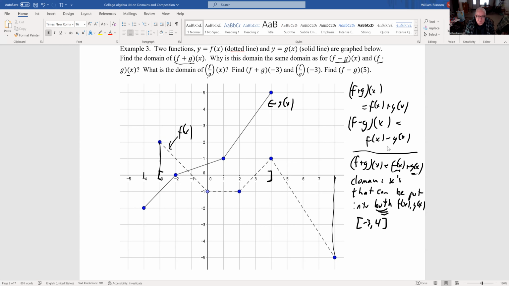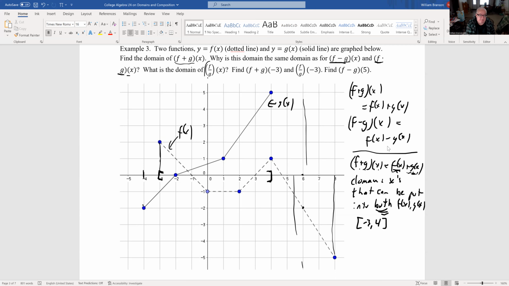If I take x equals 6 and try to calculate f of x plus g of x, I can get f of 6, that's minus 2, but there's no g of x because 6 is outside of the domain. Likewise, if I wanted f of x plus g of x for x equals minus 4, that would work in g of x, but doesn't work in f of x. So the only numbers that work in both at the same time are numbers from minus 3 to 4. And that's the same for f minus g and f times g.